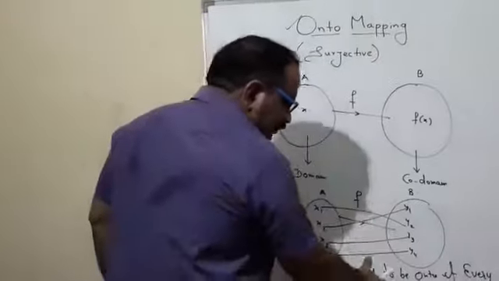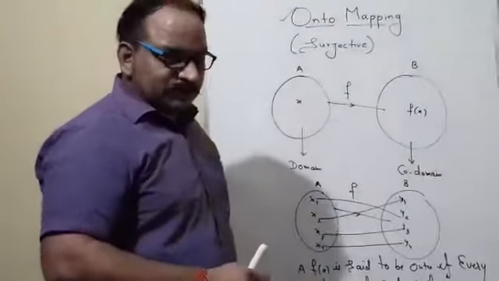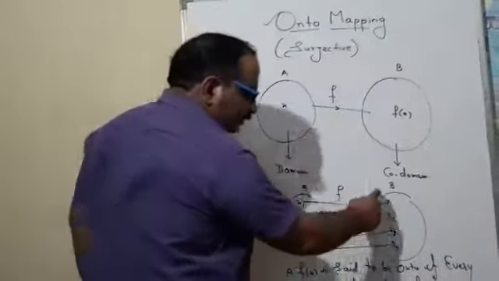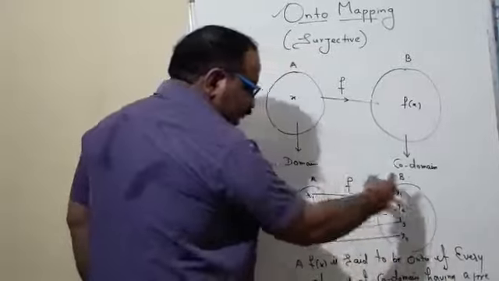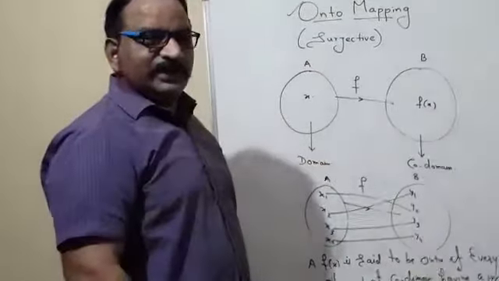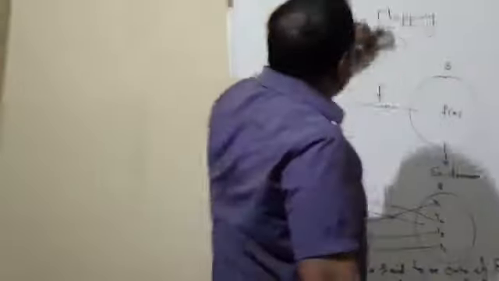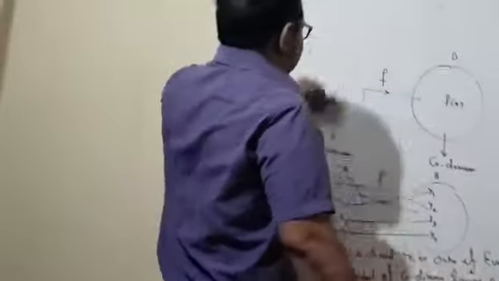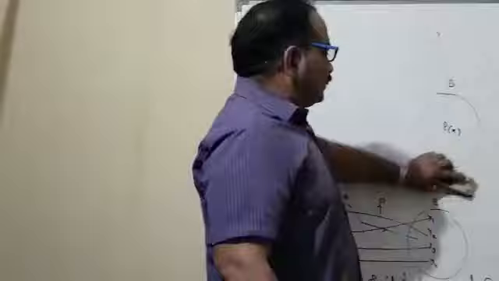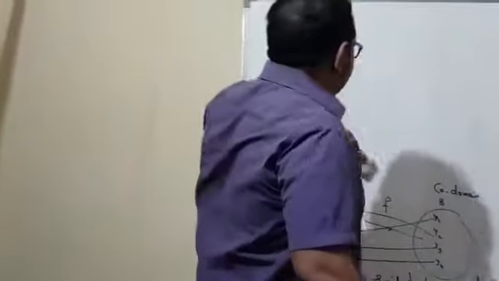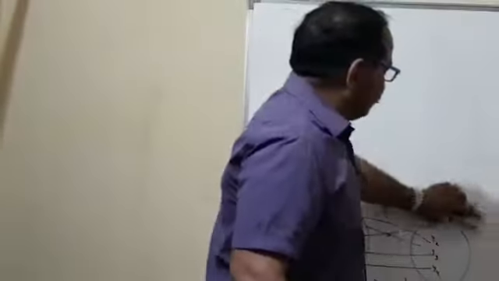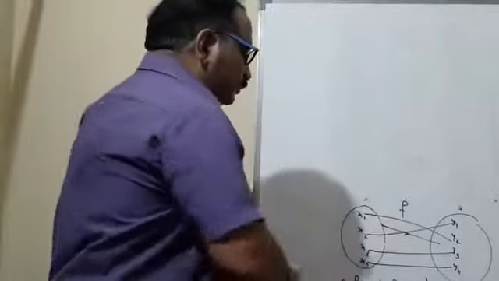Now, through this definition, we have to work out a working procedure. Once we are saying every element of the codomain portion must be associated with an element of the domain area, we have to work out a mathematical procedure. On the basis of that, we are able to say the function can be defined as an onto mapping.